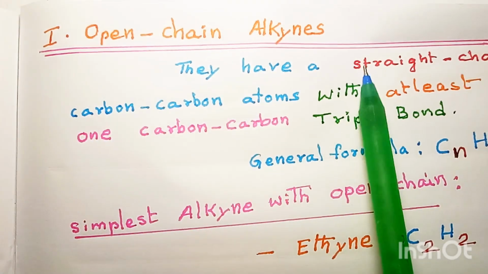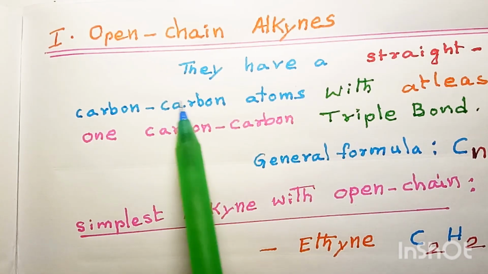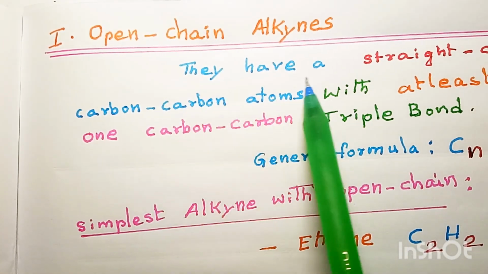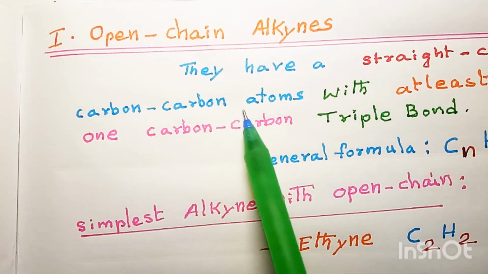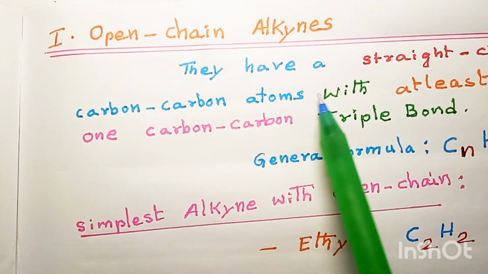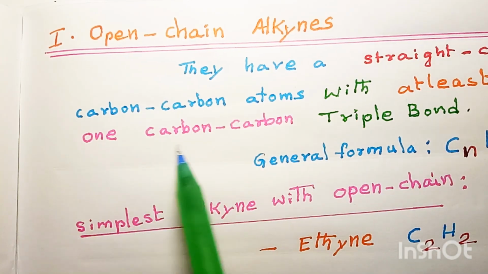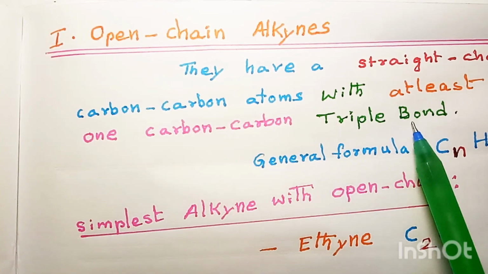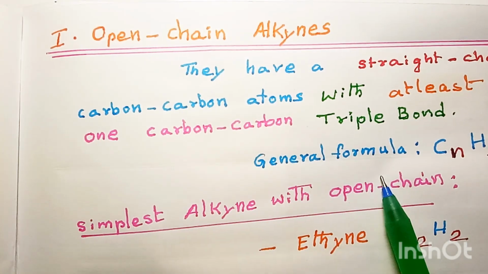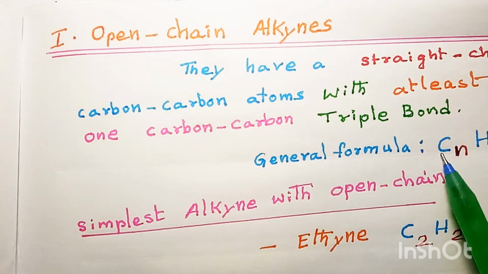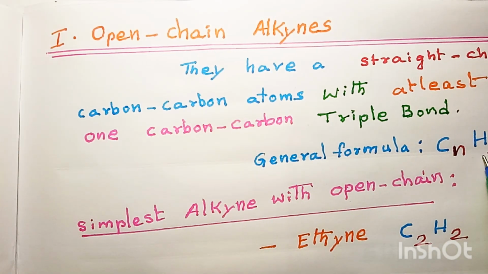Open chain alkynes have a straight chain of carbon-carbon atoms with at least one carbon-carbon triple bond. The general formula of alkynes is CnH2n-2.